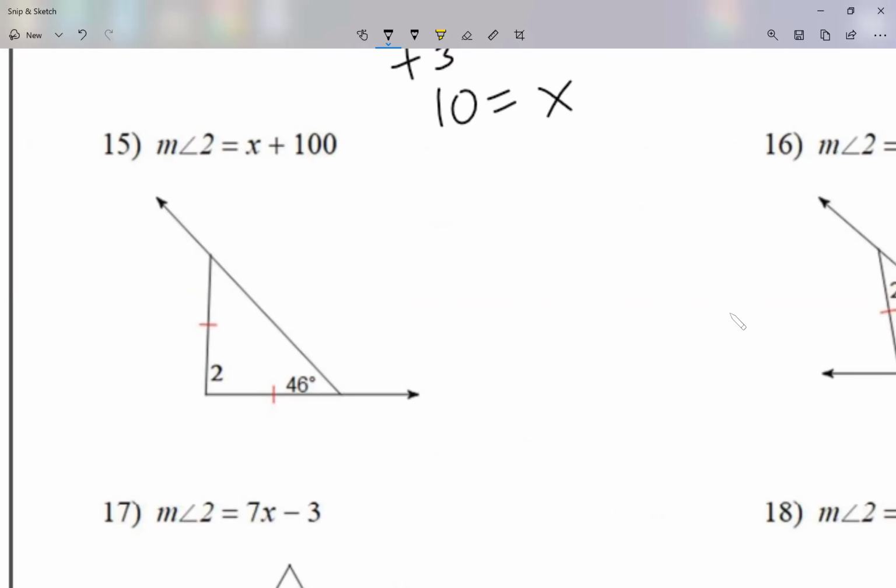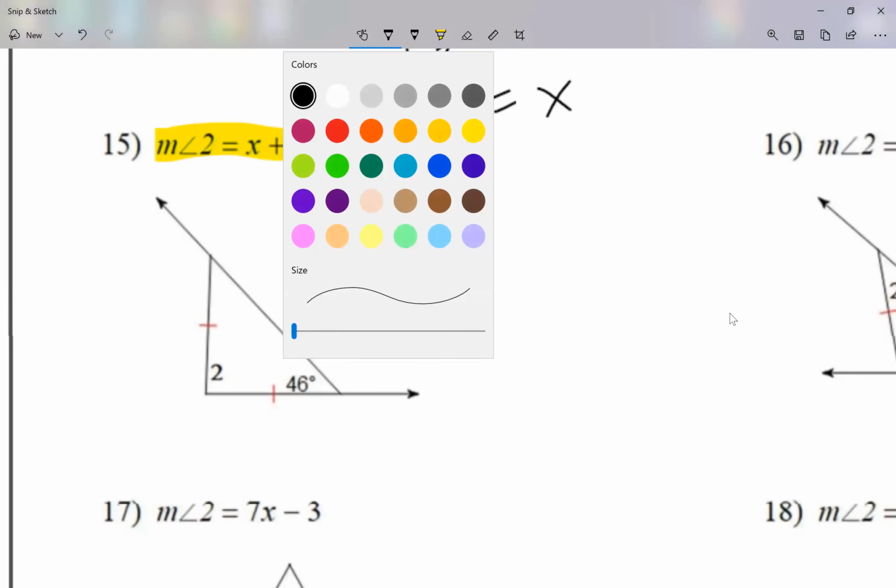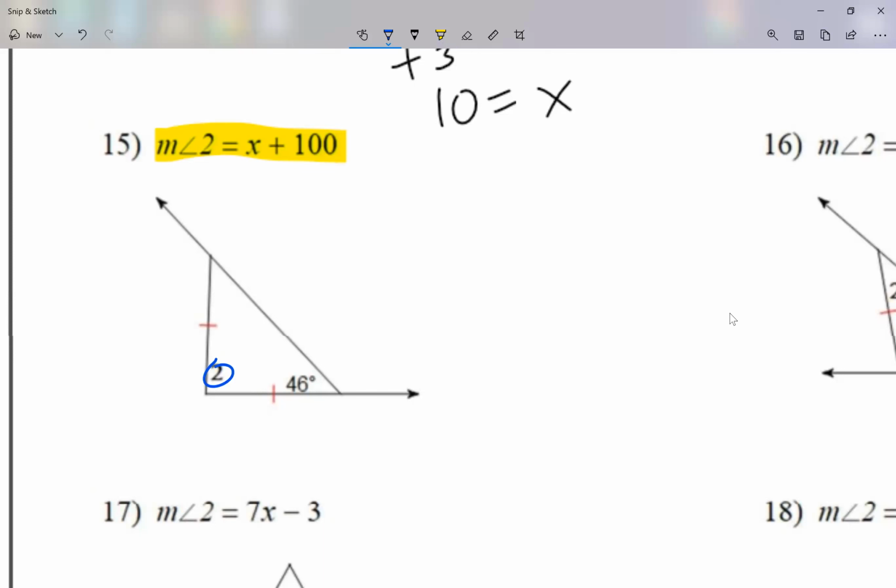Now, I want you to see one thing here. On the very top of the question, it says measurement of angle 2 is equal to x plus 100. Okay, so what does that mean, Mr. Leonzo? Well, you see where I have a 2? See how it doesn't have a degree symbol? So I want you to cancel that 2. So block that. And that angle is x plus 100.